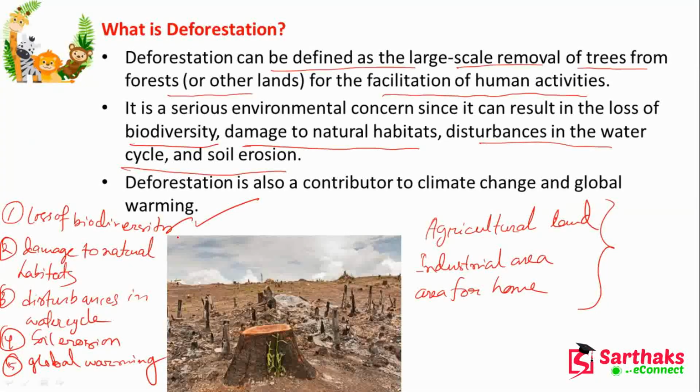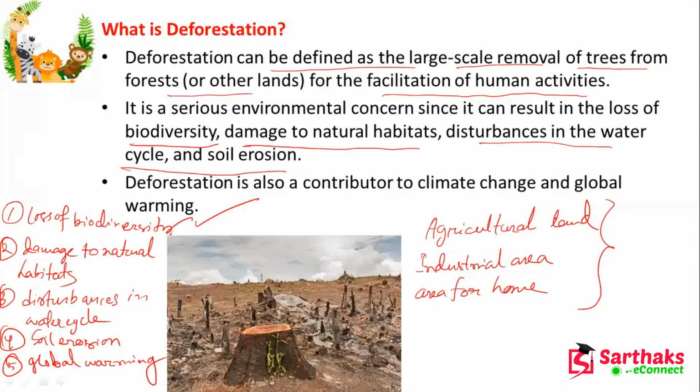Water cycle, you know that whatever water bodies we have on the earth, whenever there is sun heat, at that time that water will vaporize, and again as rainfall it will come back to our water bodies, right? So this water cycle will be affected.